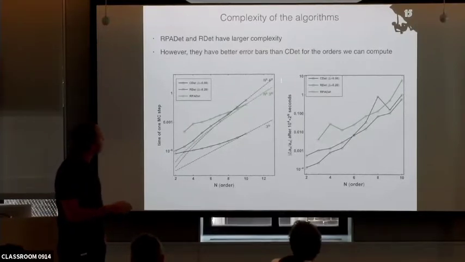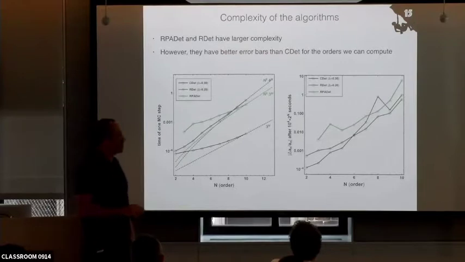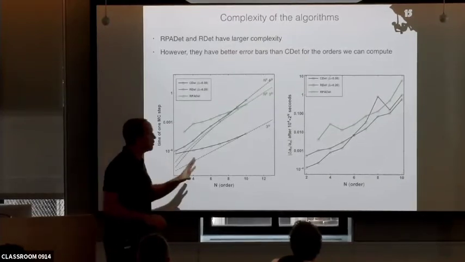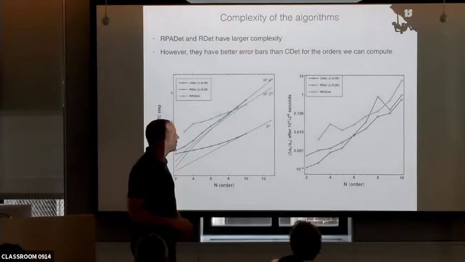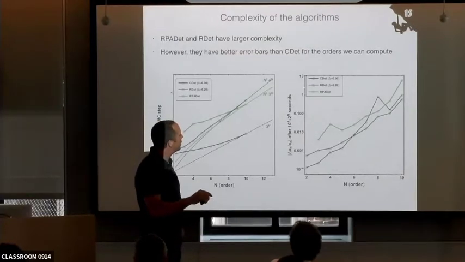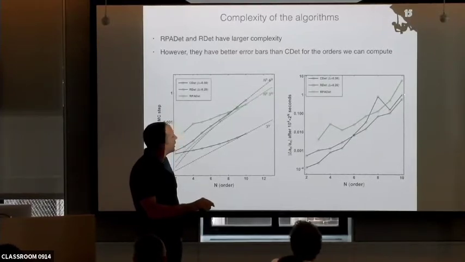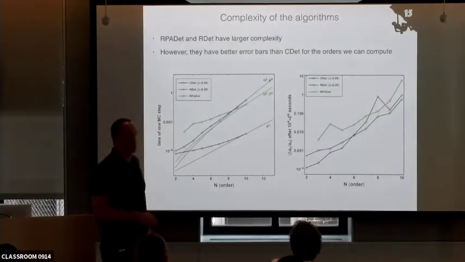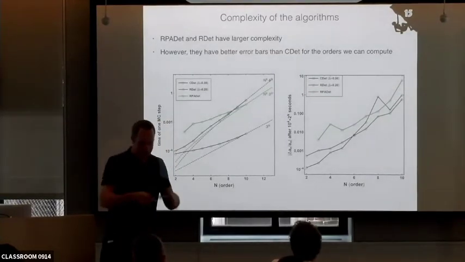So you see it's heavier, but if I look at the relative error bar, so this is what I'm showing here, the relative error bar as a function of order for calculations that have the same running time, you see that RPA-DAT has a slightly bigger relative error bar, CDAT is here, but RDAT actually has a smaller relative error bar, even though it's a lot heavier to compute. So the variance is reduced.